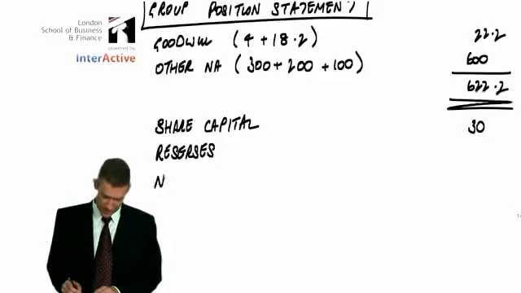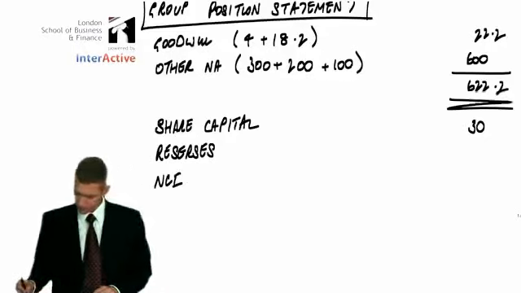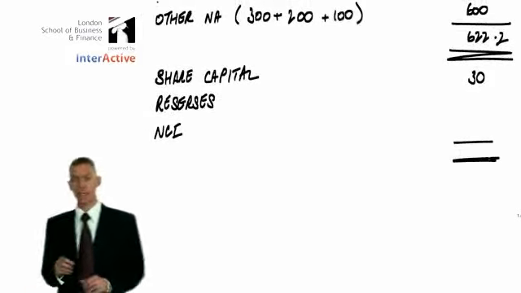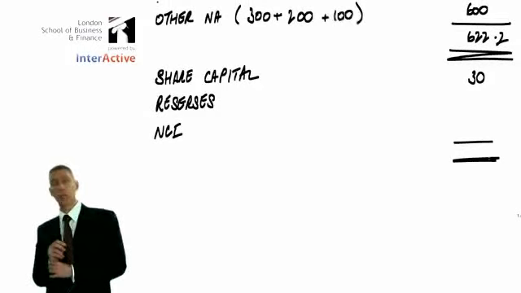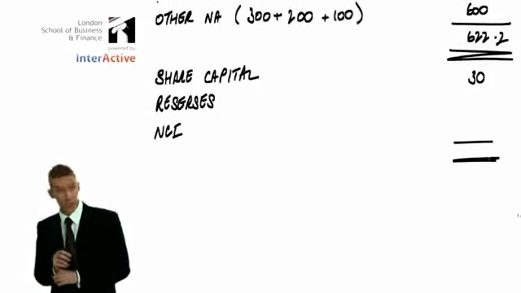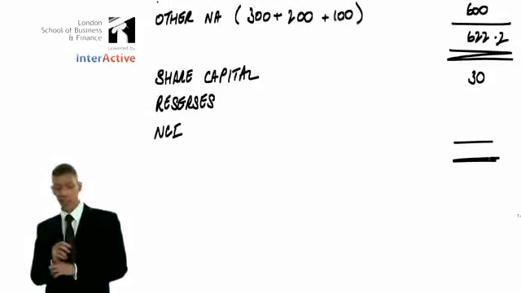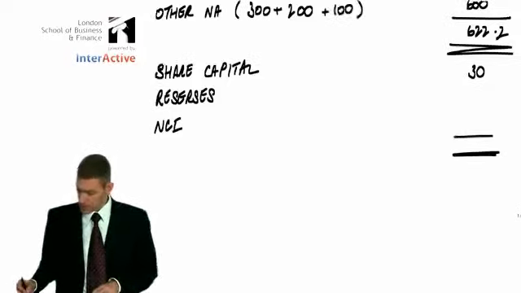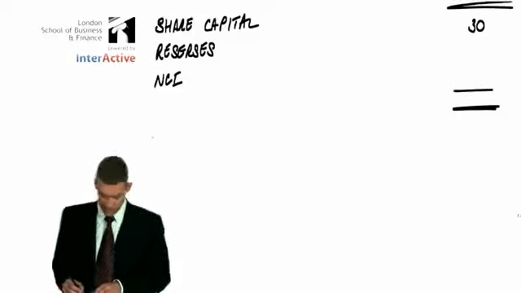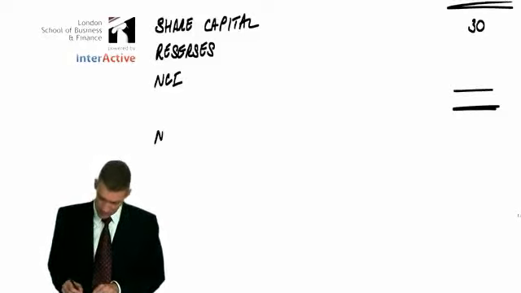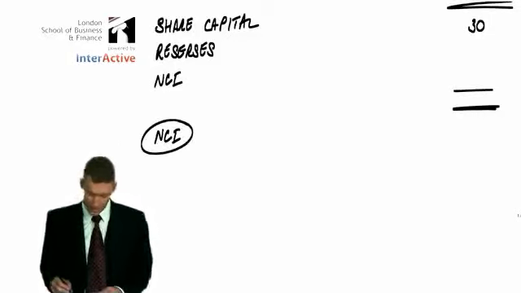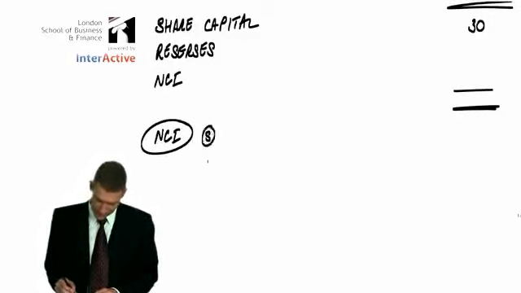And then we have the NCI, the non-controlling interest. Now, frankly, neither of these things are particularly easy in this particular question. Usually, actually, the reserves are harder than the NCI, but in this case, I would probably argue it's the other way around. But because usually the NCI is easier, I'm going to do the NCI first. So the NCI. Well, the first thing about NCI is there are actually two of them. There's the NCI in S and the NCI in SS.